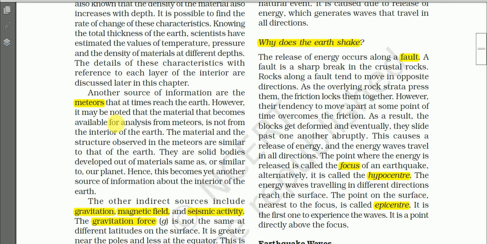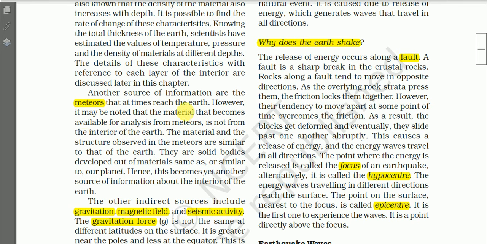See, these meteors are not derived from the Earth's interior, but actually when we learn about the origin of the universe and the origin of the solar system, all these heavenly bodies in space are derived from a common source. And that is why by analyzing a meteor, we can also understand what is there in the Earth's interior. So it is also mentioned here.